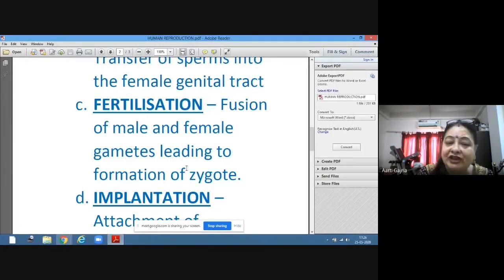Fallopian tube. Now in 12th standard, we will study about the different parts of the fallopian tube also. In 10th you learned that fertilization, that is fusion of male and female gamete, takes place in the fallopian tube. It is a tube which is present below the ovary. When ovulation takes place, the ovum comes into the fallopian tube, and the sperm has to reach the fallopian tube for fertilization to take place. The fusion of male and female gametes leads to the formation of zygote.